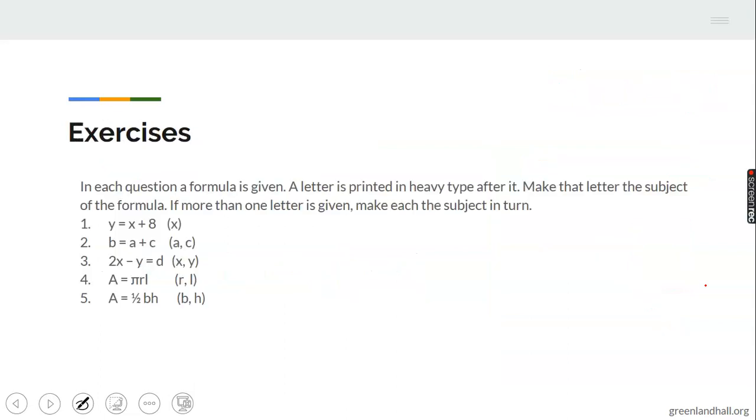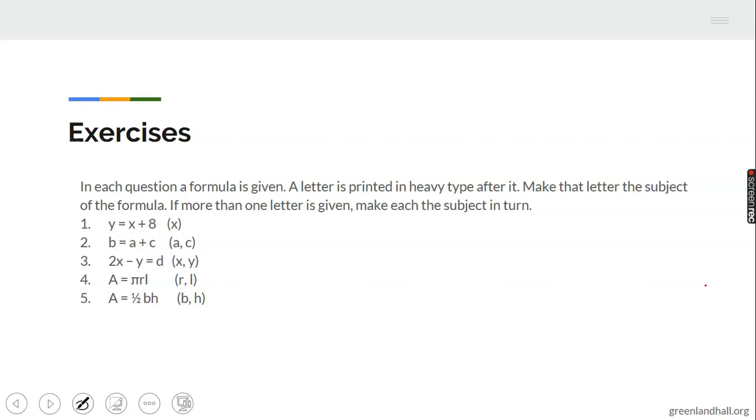Okay, very simple. Now, this is work to do for you. In each question, a formula is given. A letter is printed in brackets after it. Make that letter the subject of the formula. If more than one letter is given, make each the subject in turn. Does that make sense to you?